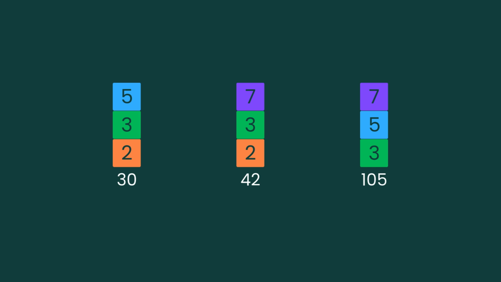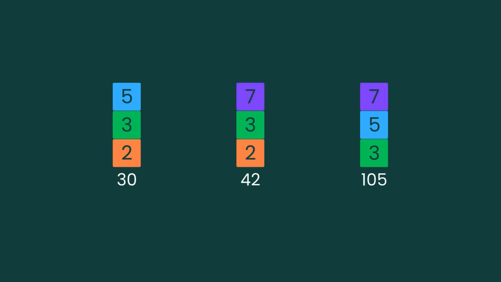Let's check for the common prime cards. For 30 and 42, they have the common primes 2 and 3. When we look at 30 and 105, the common primes are 3 and 5. For 42 and 105, the common primes are 3 and 7.